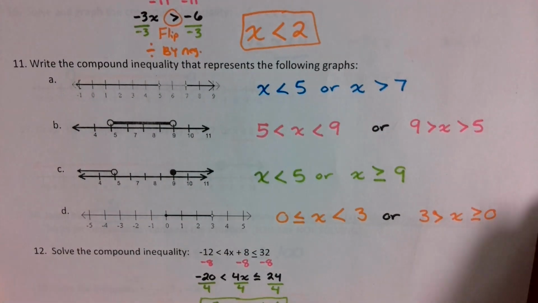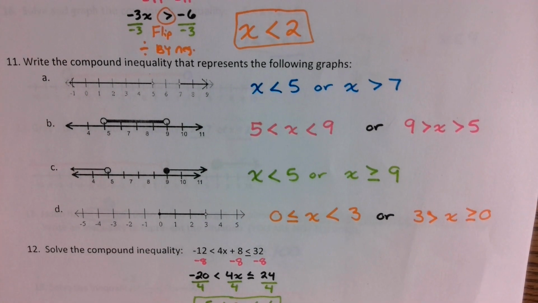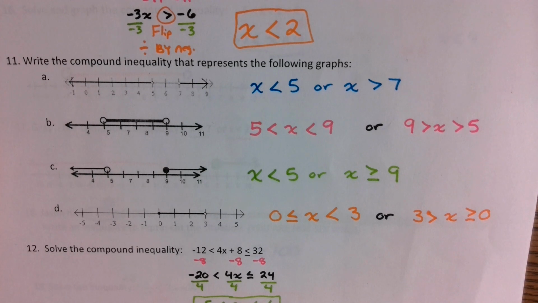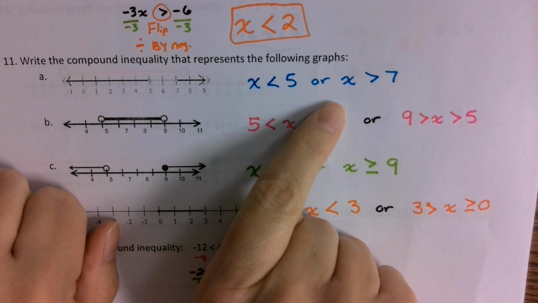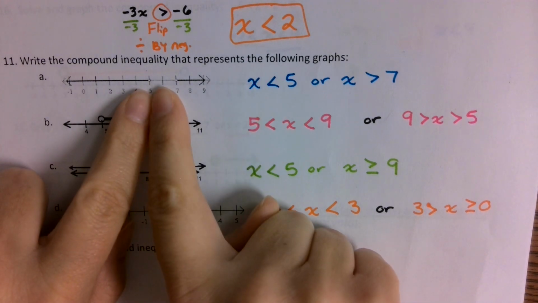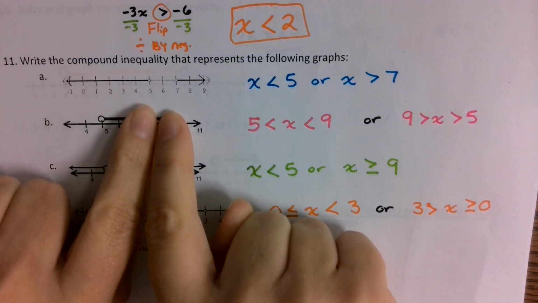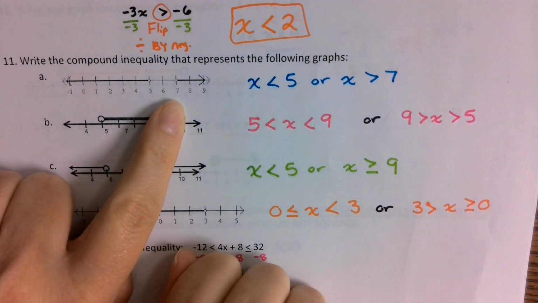For problems 11, you are identifying what the compound inequality would be. So remember, compound inequalities are either an or statement or an and statement. Okay, so for problem A, because they're going in opposite directions, that creates an or statement. So x is less than 5, because it's an open circle going to the left, or x is greater than 7, an open circle going to the right.